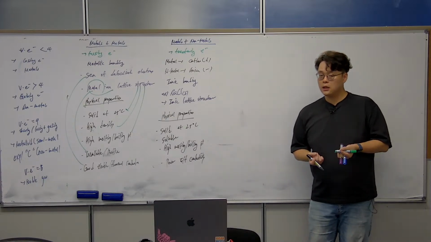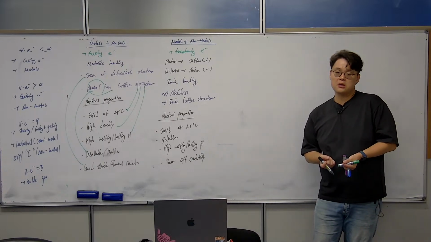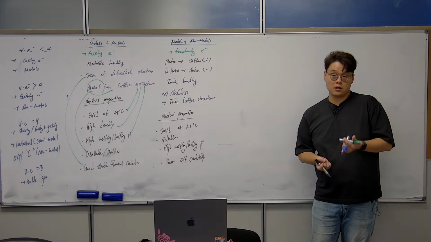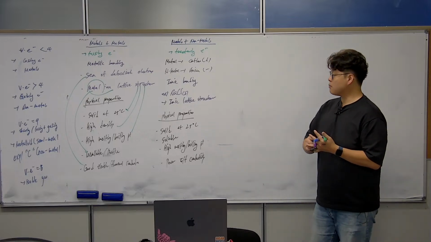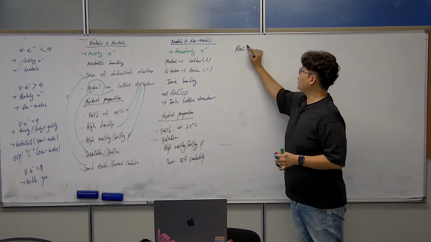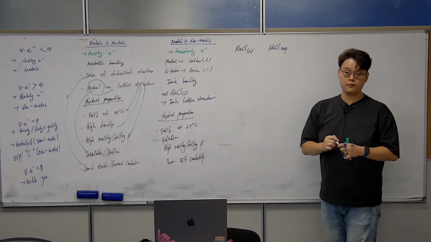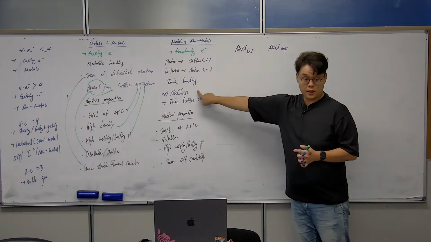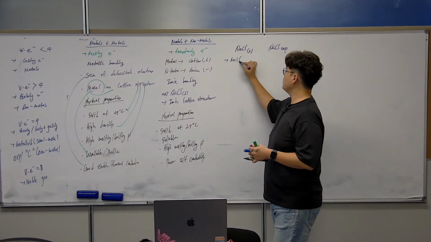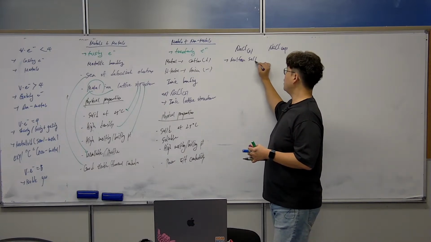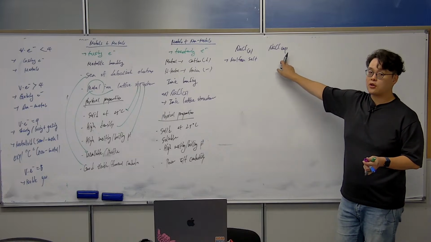Conversely, if they have free ions or free electrons, they will most likely be good at conducting electricity and heat as well. So that is the main difference between sodium chloride liquid and sodium chloride aqueous. Solid is basically solid. Liquid is known as molten salt. Sodium chloride aqueous, as you can see, AQ stands for aqua, which is water.